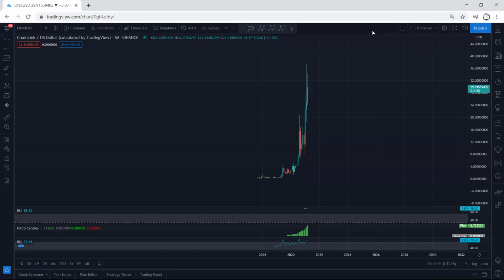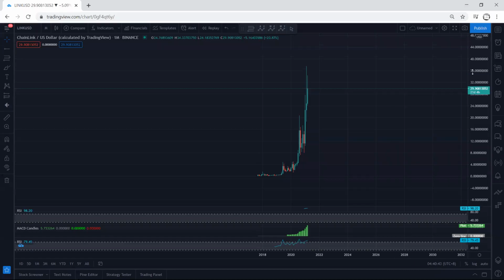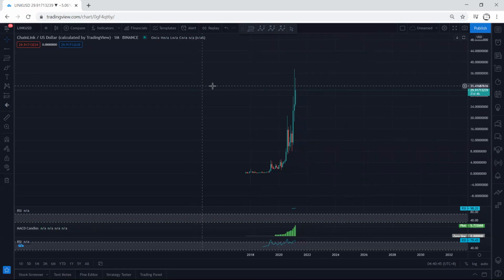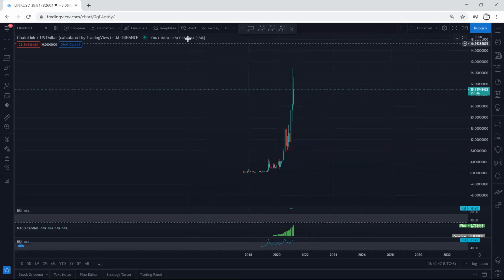Now we start with the monthly chart. Actually, this is the first time we analyze this chart, since it was requested by one of the traders. But as you can see, based on the monthly chart, we don't have much information. The only thing is we have this move.